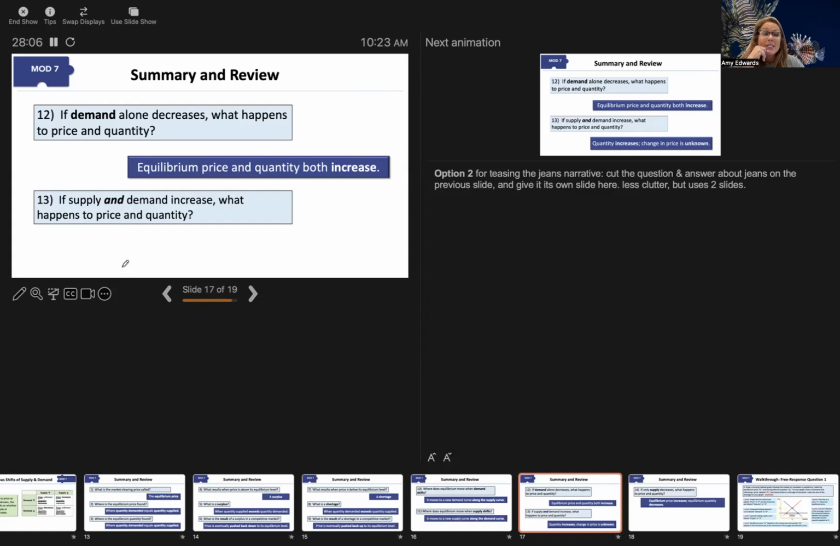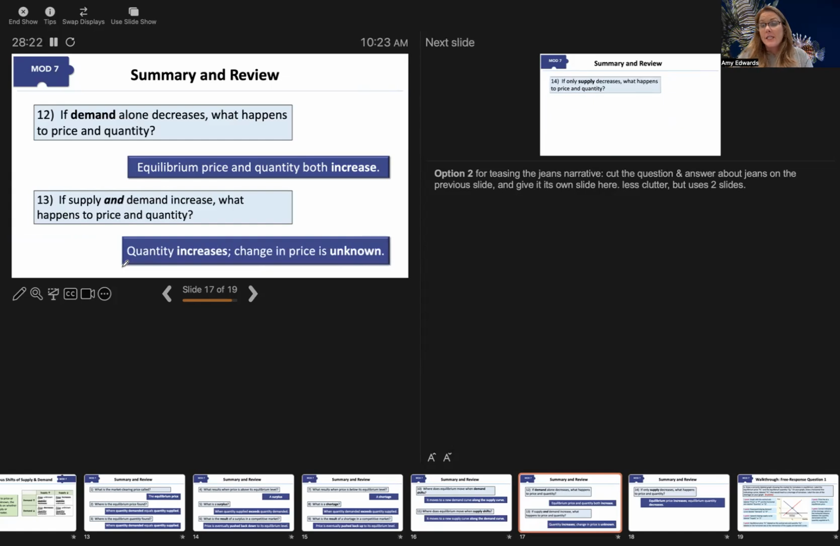If supply and demand increase, what happens to price and quantity? Well, this is going to depend on how much each one of them increases. We know if both increase, quantity is going to increase. We know that for a fact. But what's price going to do? I don't know. It depends on how much of a shift it is. Price could go up, price could go down, or price could stay the same. You really haven't given me that information, so I can't answer it yet.